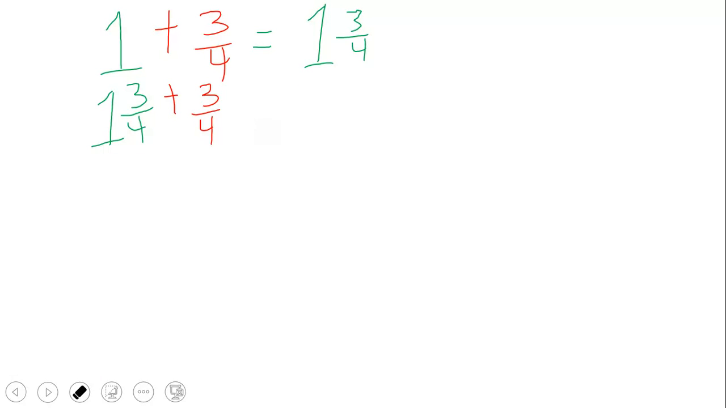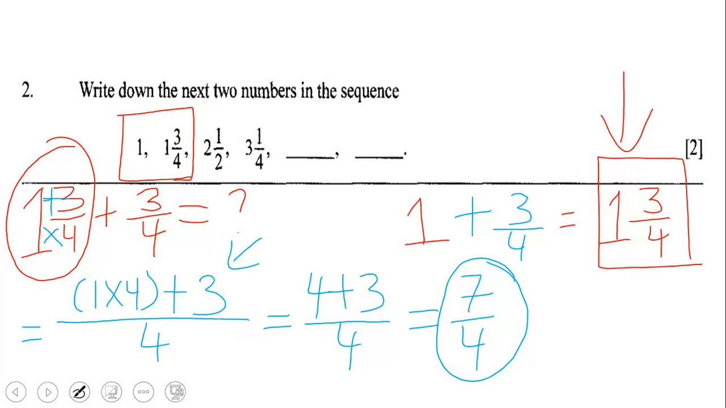So let me erase this and use the green. So we have 2 and 1 over 2. Notice, hopefully you can see a pattern coming along. When we add 3 over 4 to a term in our sequence, we get the next term in our sequence. The first term in our sequence is 1, and we add 3 over 4, we get the next term, which is 1 and 3 over 4. And when we take 1 and 3 over 4 and we add 3 over 4 to it, we get the next term.